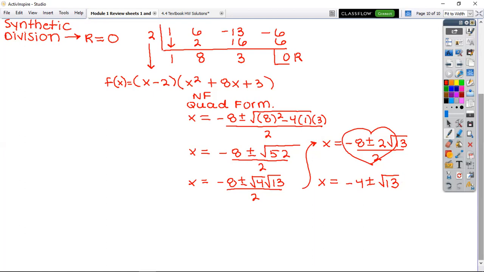Okay, so we're done. Let's just conclude this. So it said find all roots, and it says your rational and irrational. So we have 3 roots. Again, we had 1 rational, 2 irrational.